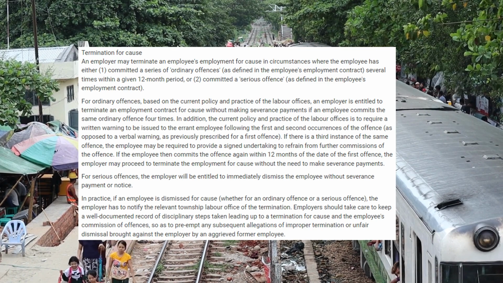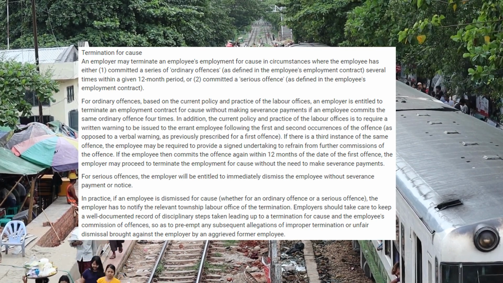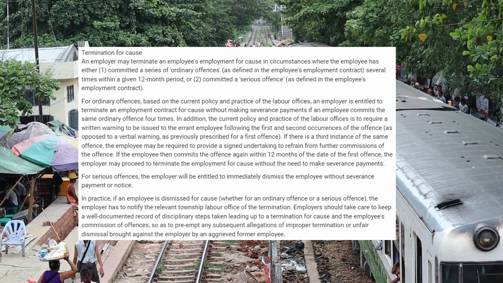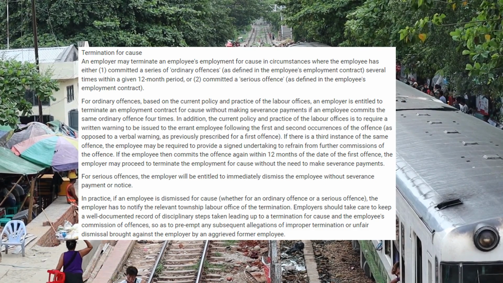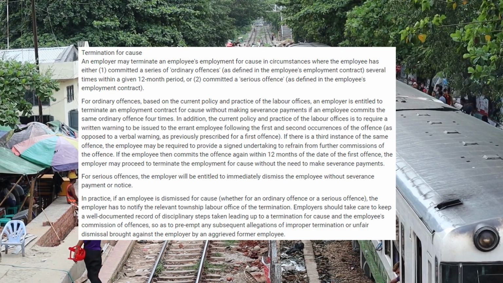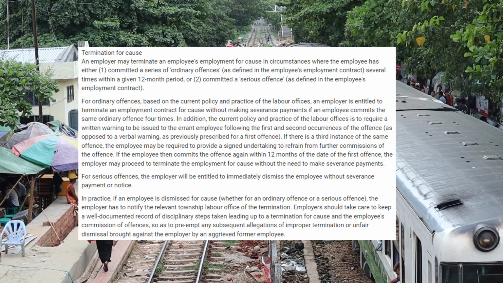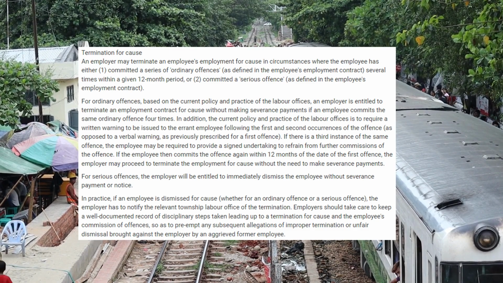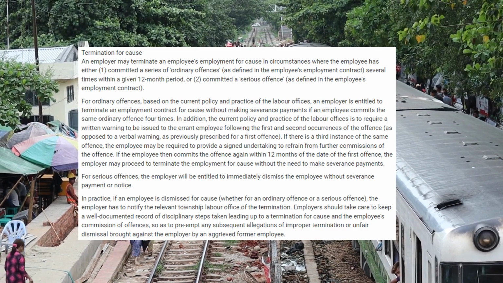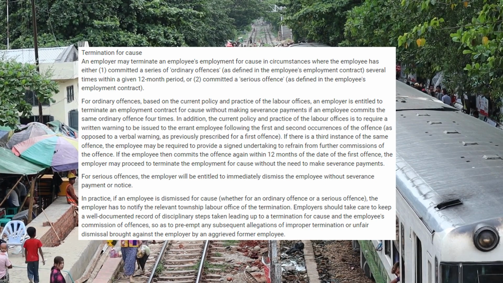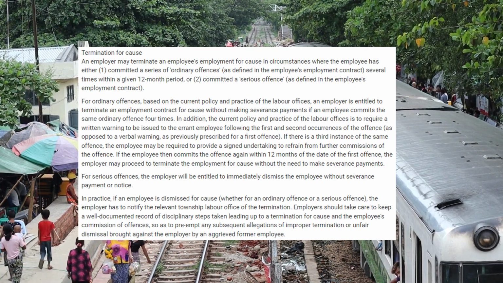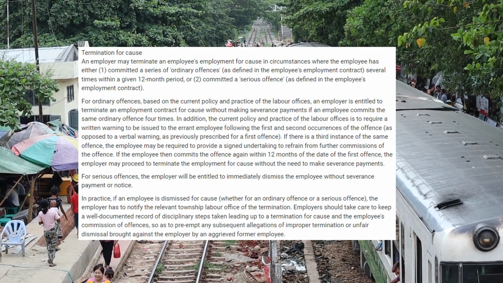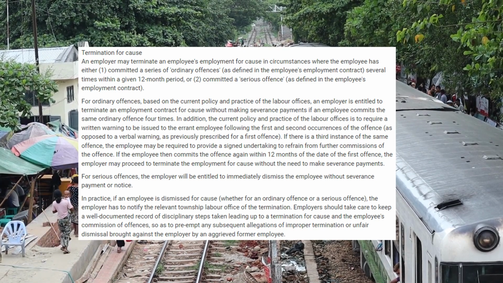With the ordinary offenses where it's a series, they have to do it 4 times. And again, it follows the progressive discipline. They have to get a written warning during the first and second occurrences of the offense. Then during the third time, they have to get a signed undertaking to refrain from further commissions of the offense. And then finally, they can proceed with termination for employment for cause without the need to make severance payments under the 4th offense.